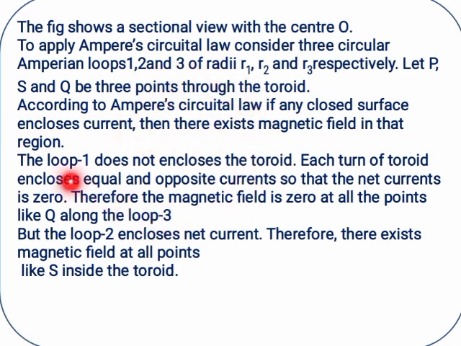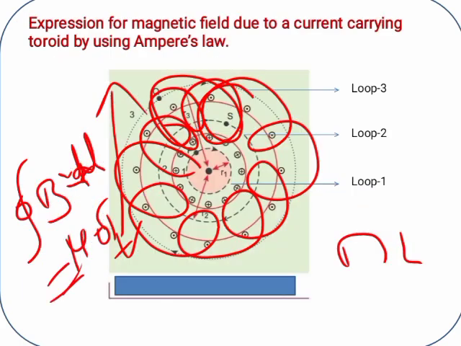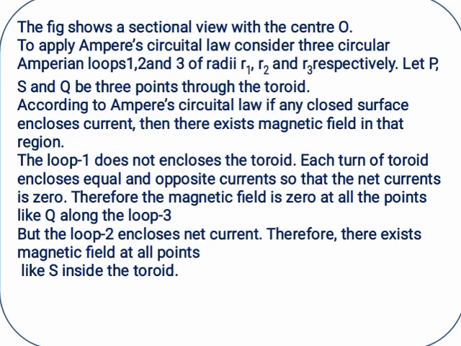So loop 1 does not enclose the toroid. Just go through the diagram, this is loop 1, so it does not enclose the toroid. Each turn of the toroid encloses equal and opposite currents, so that the net current is 0. So inside loop 1, the net current is 0.